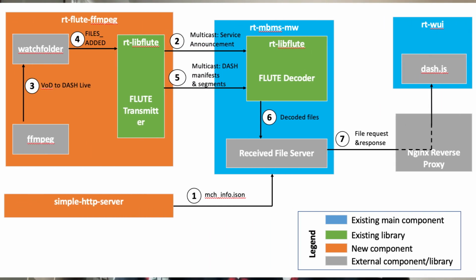testing framework for the development of the MBMS middleware. The MBMS middleware is one of the key components of the 5G broadcast stack within the 5G-MAG reference tools. The testing framework uses other open source tools such as FFmpeg to create a DASH or HLS livestream that is then multicasted using our 5G-MAG FLUTE library. This multicast can then be used as an input for the development of the MBMS middleware.